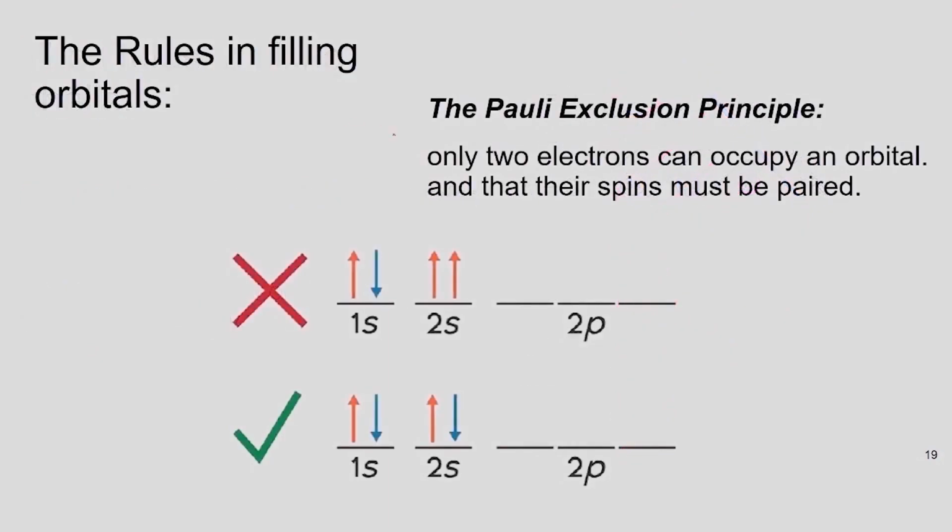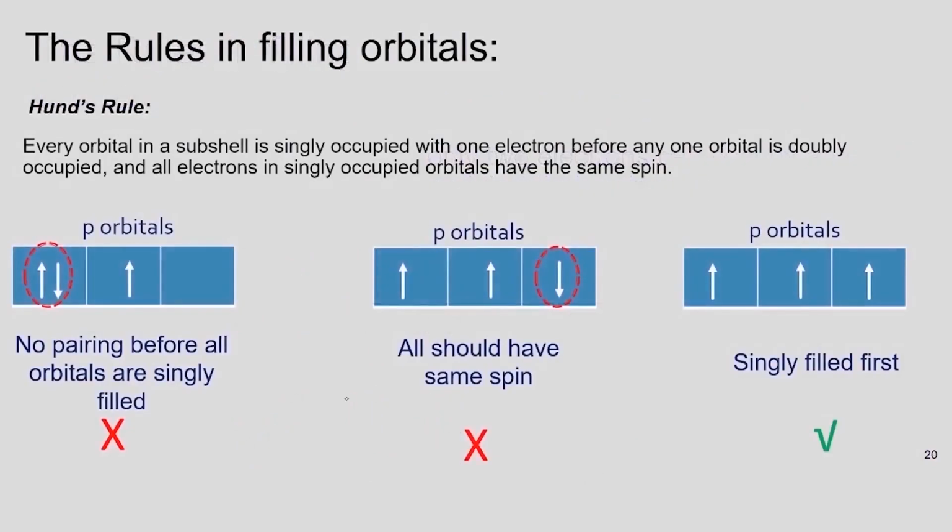The second rule is the Pauli exclusion principle. The principle states that each orbital takes up to 2 electrons only, and their spins are in opposite directions. So, 1s has one orbital that can take up to 2 electrons only, and the 2 electrons spin in opposite directions.